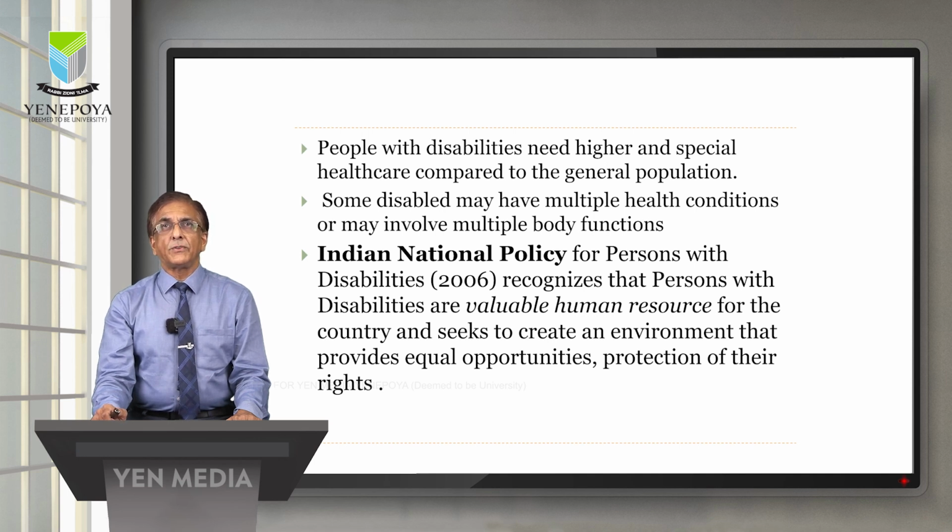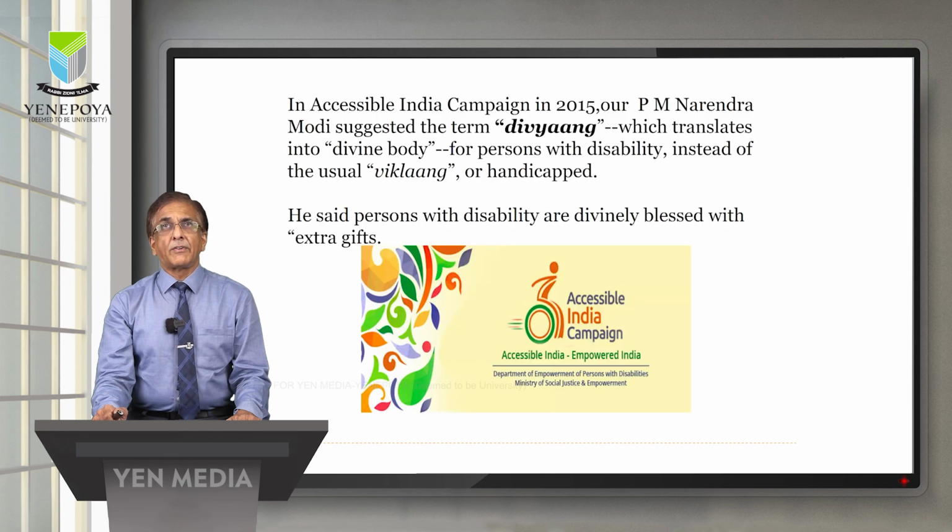The Indian national policy for persons with disability recognizes that persons with disability are valuable human resources for the country and seeks to create an environment that provides equal opportunities and protection of their rights. Our Prime Minister Narendra Modi suggested the term Divyang in his Accessible India campaign in 2015, which translates into a divine body for a person with disability, instead of the usual Vikalang or handicapped. And he said persons with disabilities are divinely blessed with extra gifts.